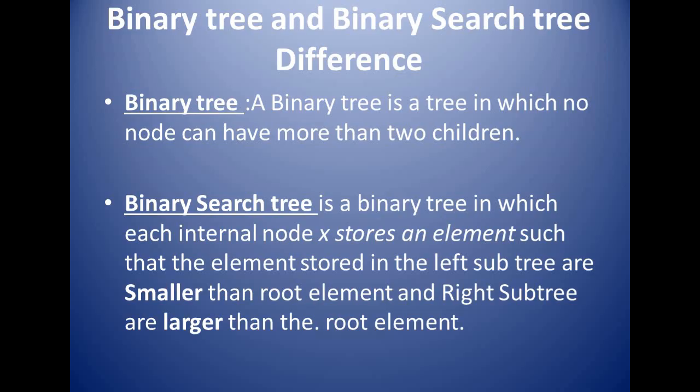That's what I am saying, that the element on the left hand side is smaller than the root element and the element on the right hand side is larger than the root element. That is the binary search tree condition. In binary tree there is no such condition, only that there will be two children and not more than two children. That is the condition. It will be one or two children.